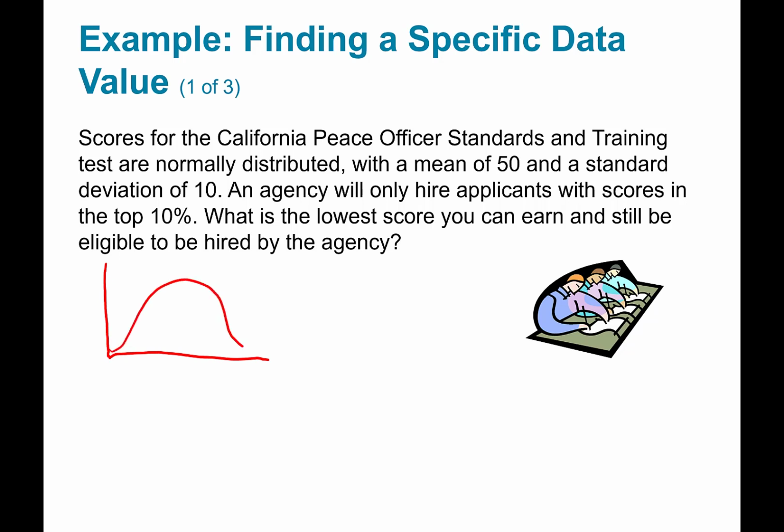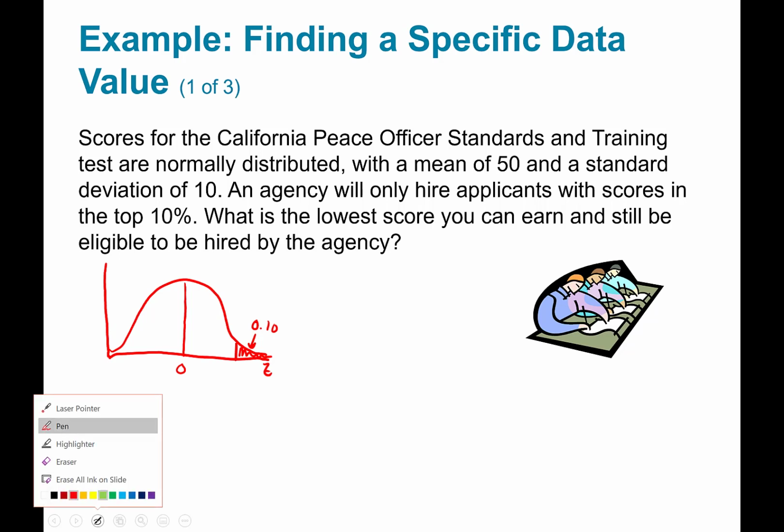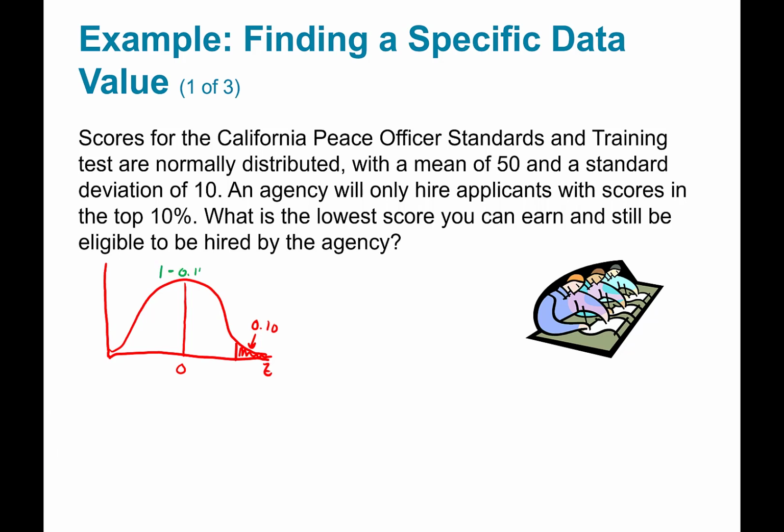If we sketch our z distribution and we put our mean on here of 0, then top 10% means it's going to be 10% of the area to the right. So 0.10 to the right, which then means we need to figure out area to the left. For area to the left, it's just going to be 1 minus 0.10, which gives us 0.90 to the left of that value. So from here, we know any exam that's in the top 10% is going to be some score above the 90th percentile. So we need to find the z-score first that corresponds to that.